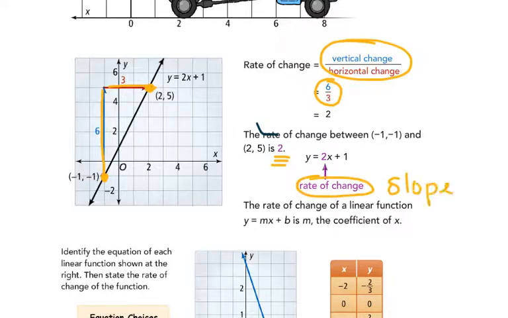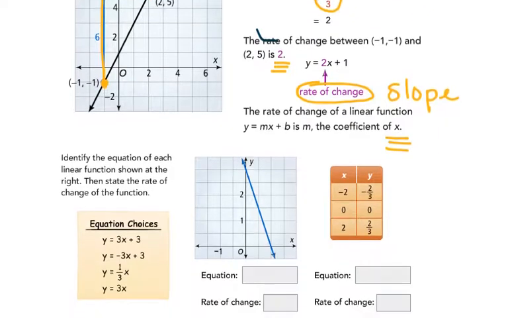We know another word for rate of change is slope. So it goes in the form y equals mx plus b, and the rate of change is the m. Make sure that you realize the x is not part of a slope. It is the coefficient in front of x that the slope represents.